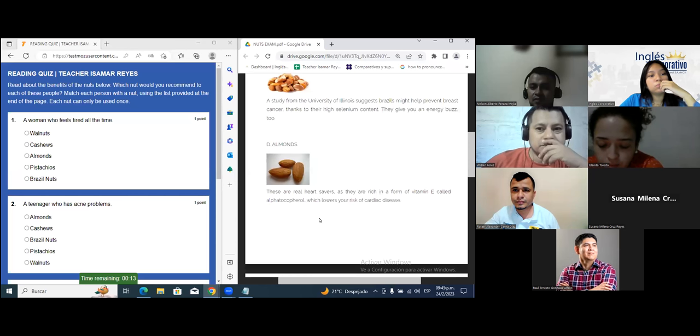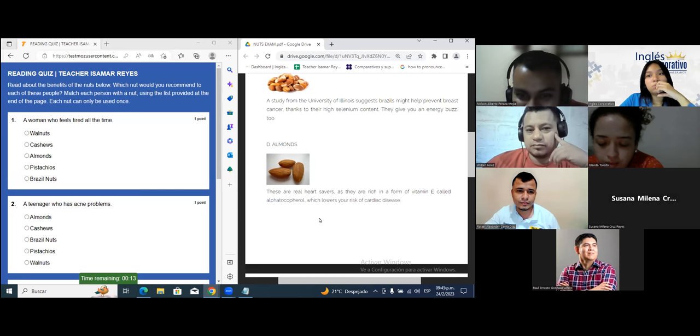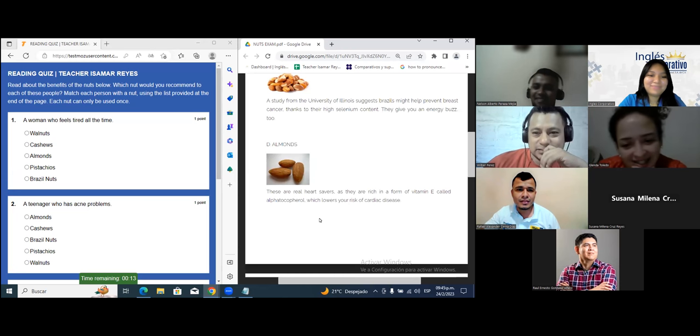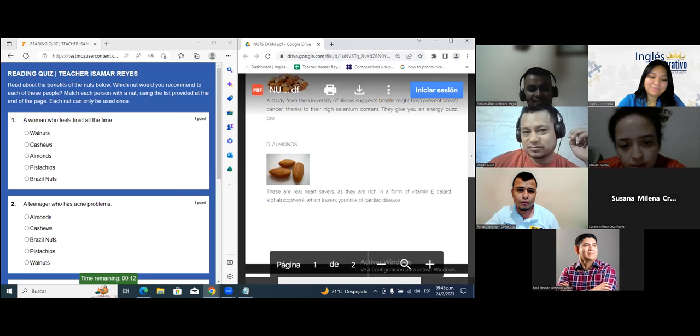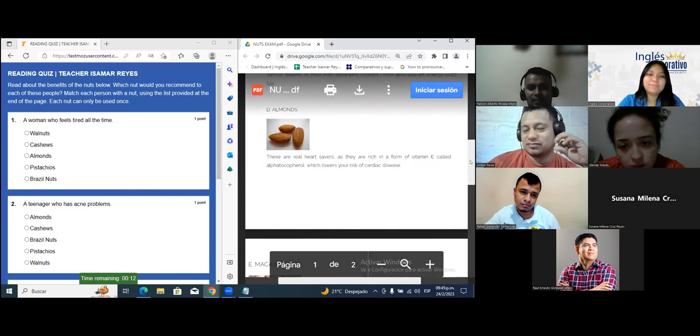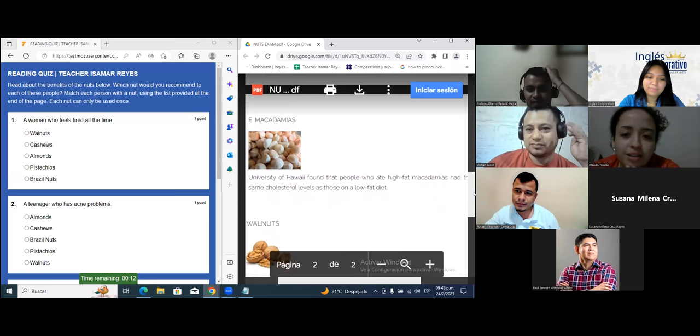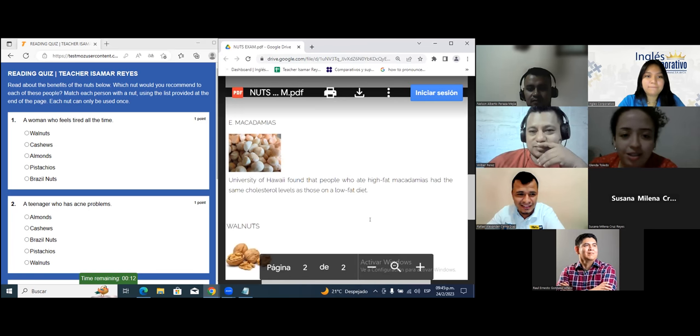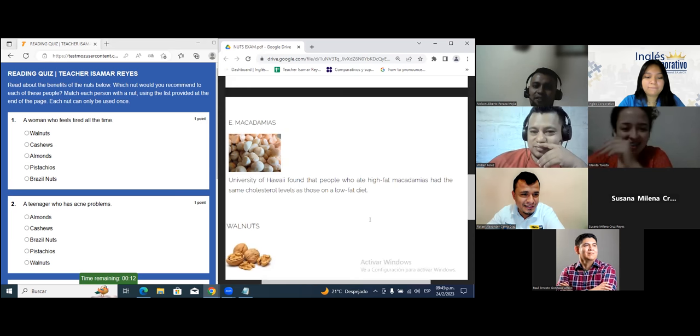And alpha tocopherol, which lowers your risk of cardiac disease. Okay. Yeah, that's for the tree. A fat executive who has had a heart attack. Okay. Yes. But okay. A teenager who has acne problems? I don't know. You can see the quiz, Rafael. Yes. No. Wait. First, finish the reading.